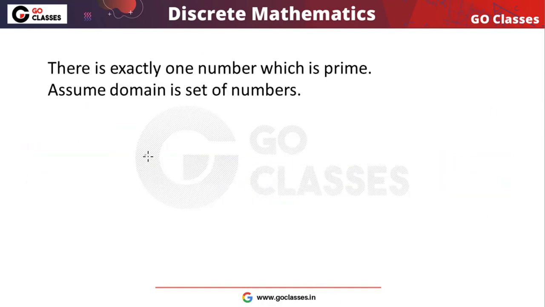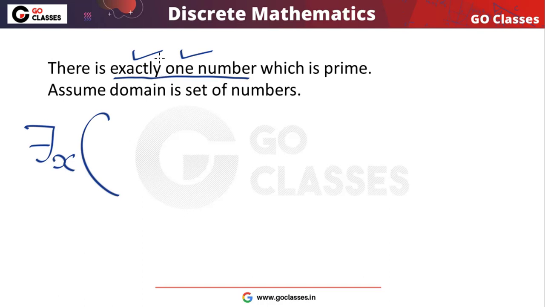Let's see the next example. There is exactly one prime number. How to write exactly one, at most one, at least one, I have already explained in the last lecture. You can watch it. There is exactly one number which is prime. First of all, there must be at least one prime number. Exactly one means not more than one, not less than one, correct? So there exists an x which is prime, but no other number should be prime.